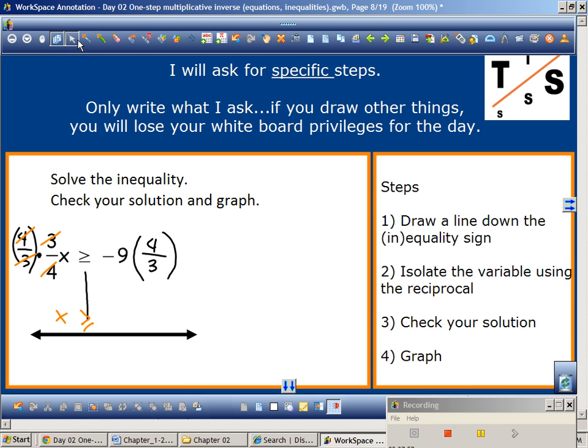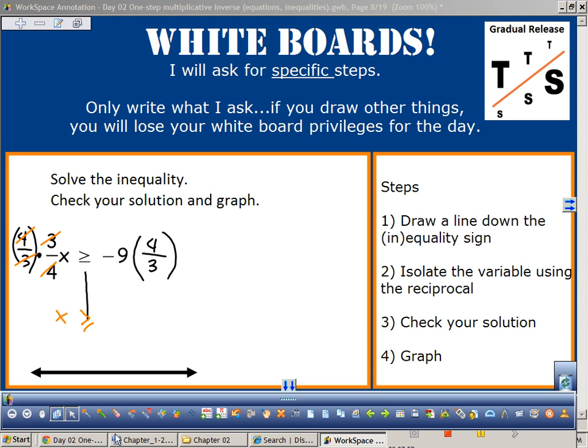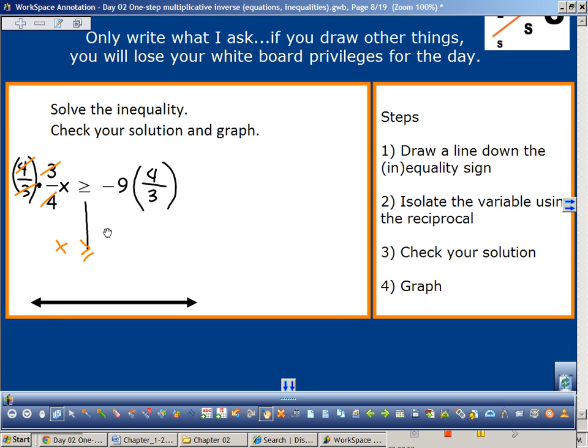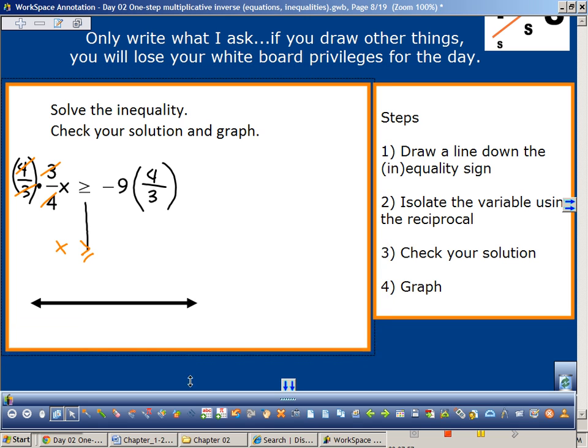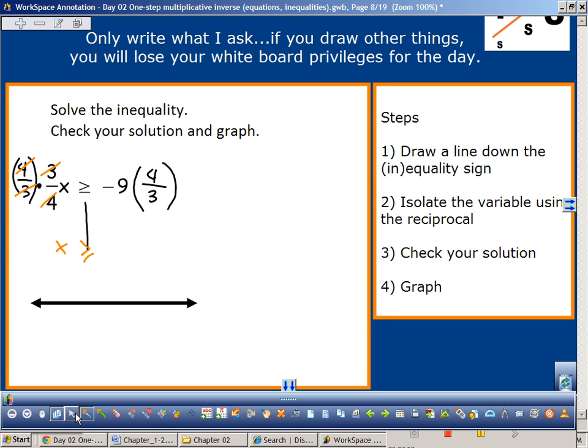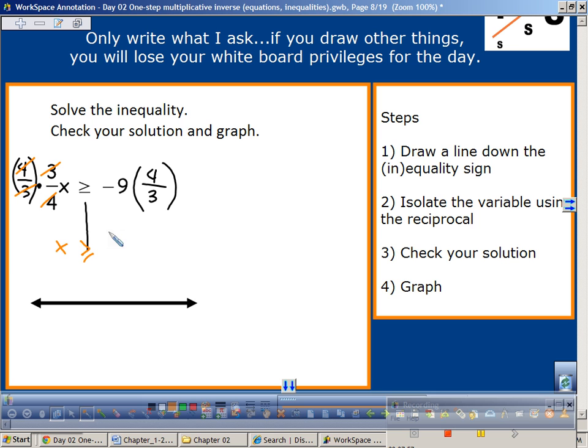So, let's do this one. Let's just move all of this down. All right, so I've got negative 9. I'm going to rewrite negative 9 as negative 3 times 3 over 1, multiplied by 4/3.